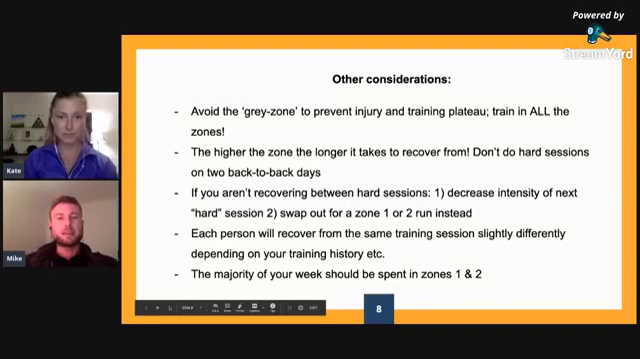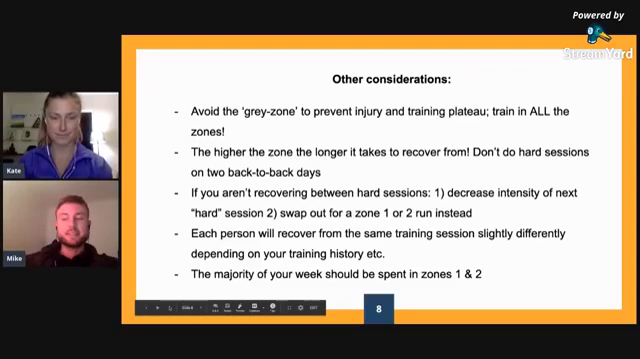And yeah, if you're not recovering from those sessions, consider decreasing the intensity on the second hard session of the week, or swapping it out for something that's more of a zone 1 or zone 2 effort instead. Because remember, you don't get strong in your training, you get strong in your recovery. And so if you've done a hard session for the week and you're still feeling it a few days later and you have another hard session to do, it's almost better to just back off the intensity a little bit, so that you can get a good training effect without overdoing it and then setting yourself up for injury.